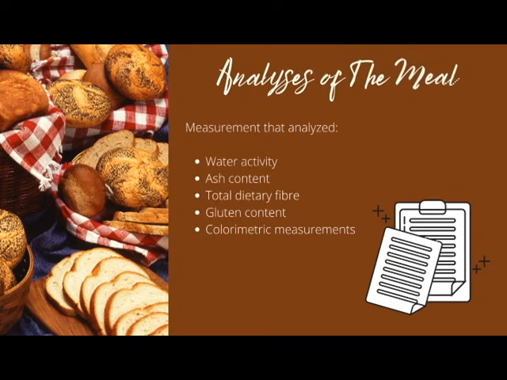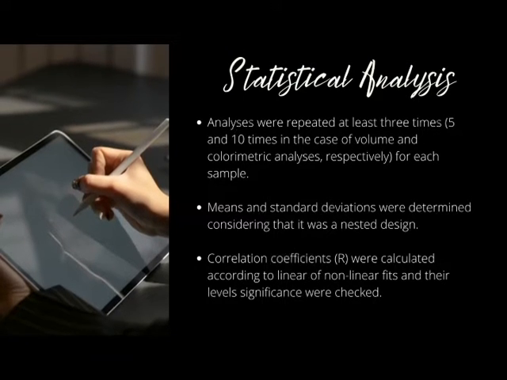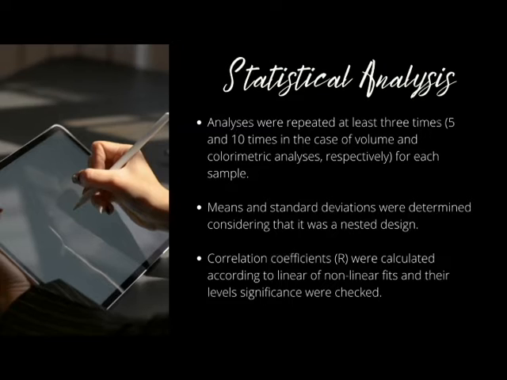Analysis of the meal. Measurements that can be analyzed are listed here: water activity, ash content, total dietary fiber, gluten content, and colorimetric measurements. Statistical analysis. Analyses were repeated at least 3 times, and 5 and 10 times in the case of volume and colorimetric analysis respectively for each sample. Means and standard deviations were determined considering that it was a nested design. Correlation coefficients, R, were calculated according to linear or nonlinear fits, and their significance levels were checked.